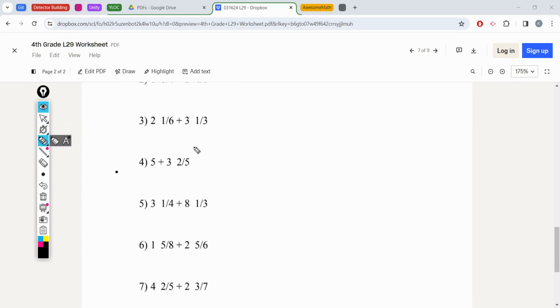Let's try 2 and 1/6 plus 3 and 1/3. So once again, I'll try adding and then converting. So 2 plus 3 is 5. And then we're adding 1/6 and 1/3. If you use the lowest common denominator, if you remember how to do LCDs, then you can simplify this pretty easily. 1/6 plus 1/3, well, the lowest common denominator will be 6 here, not 18.